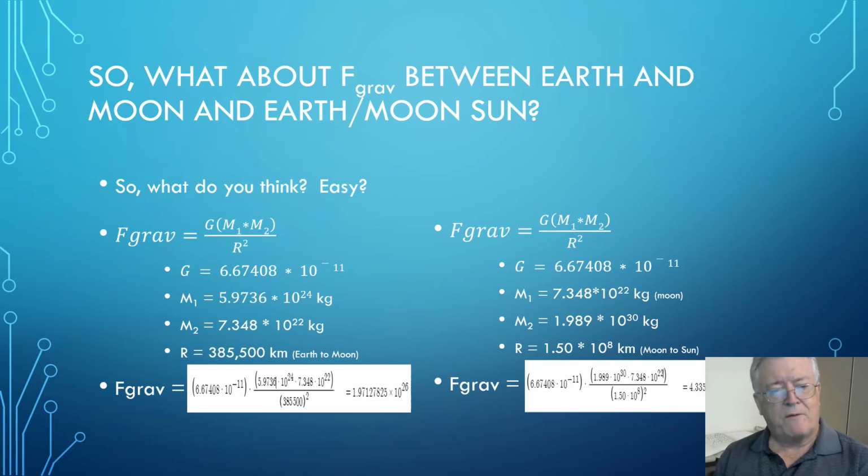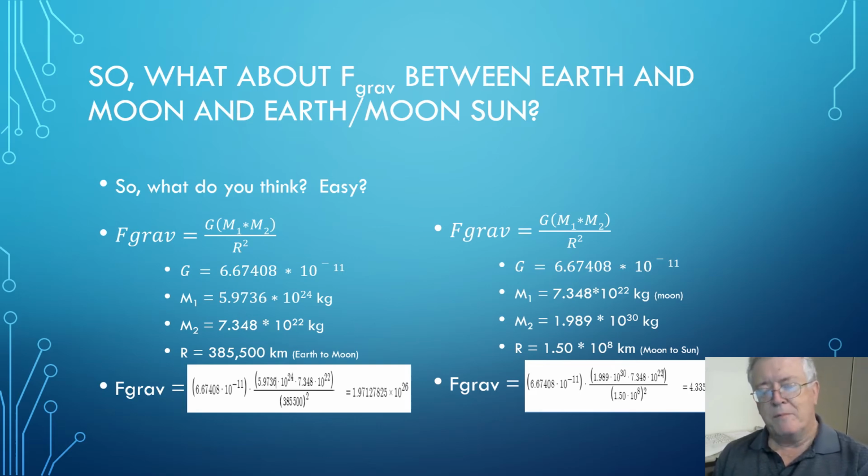So that's the force of gravity between the Earth and the Moon. So now let's look at the force of gravity between the Moon and the Sun. So we have our equation, our values, big G, the same as we used before.